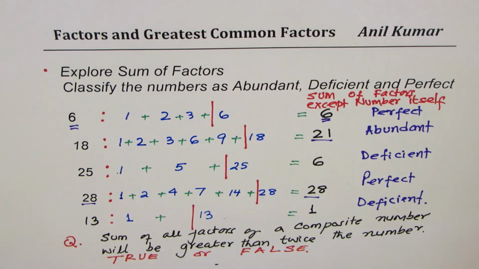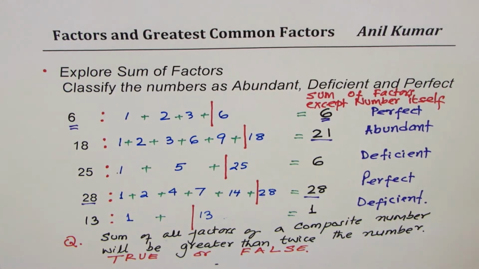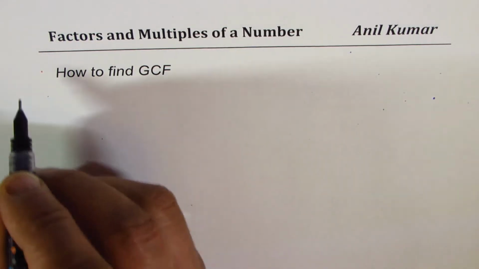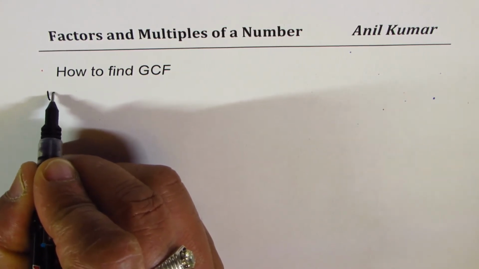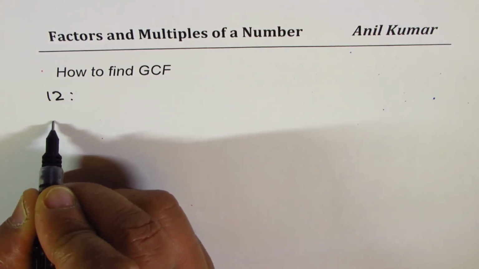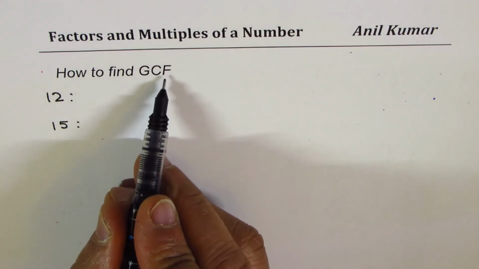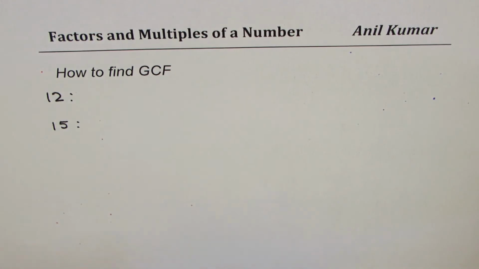Now let's move on and let's take some more questions. And this time we'll see how to find the greatest common factor between any two given numbers. We will also extend it to 3 numbers. So we'll do between 2 numbers or 3 numbers. So let's take an example for numbers like, let's say 12 and 15. So the first step to find the greatest common factor is step 1.